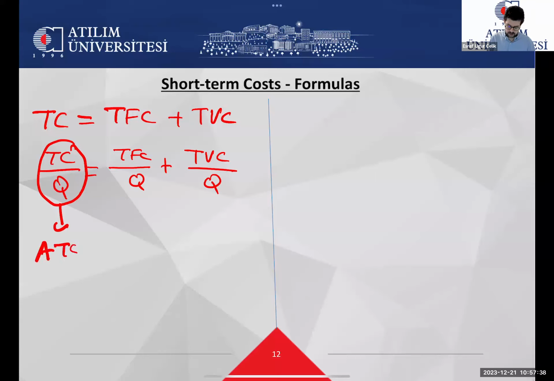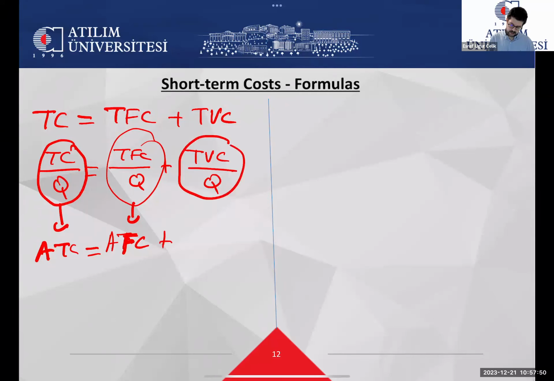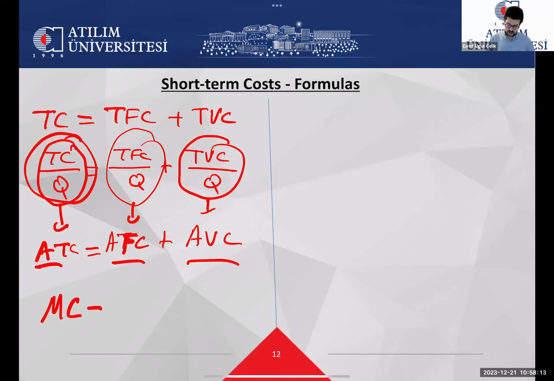So average total cost equal to average fixed costs. So this is F, sorry about it, plus average variable cost. Okay. So there are two formulas for average total cost. The first one is average fixed cost plus average variable cost, and the second one is total cost divided by quantity. Then we are able to talk about marginal costs.